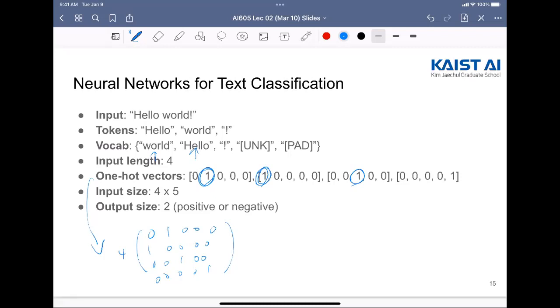And then you have padding, so that's why you have the fifth token in the vocab here. And you just make this into a matrix of 4 by 5. And what is the output size? Well, because we're doing categorical output for text classification, and we saw that we want to also make this into a one hot vector, it will be an output size of 2, right? And this can correspond to positive, and this can correspond to negative.